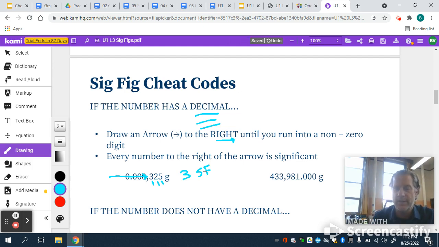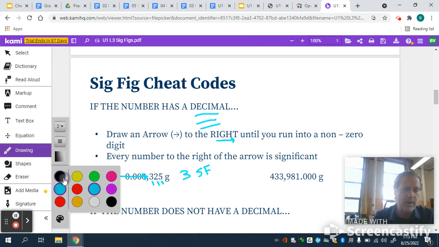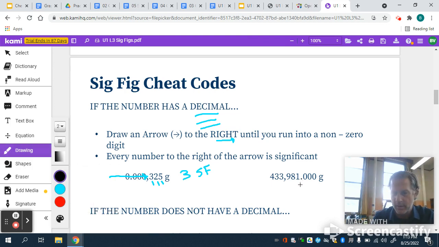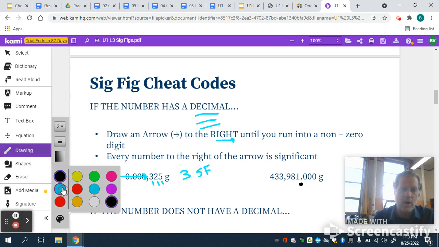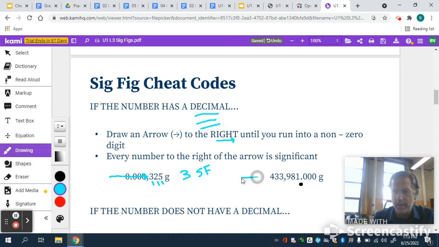And so I see a number off to the right here, 433,981,000.000. And again, there is that decimal point, right? So I see my decimal point is present. So this one right here. And I'm going to draw an arrow to the right until I hit a non-zero digit, which in this case is 4. So now that means everything after this arrow to the right is significant. So the 4, the 3, the 9, the 8, the 1, the 0, the 0, the 0. So this number has 9 sig figs.